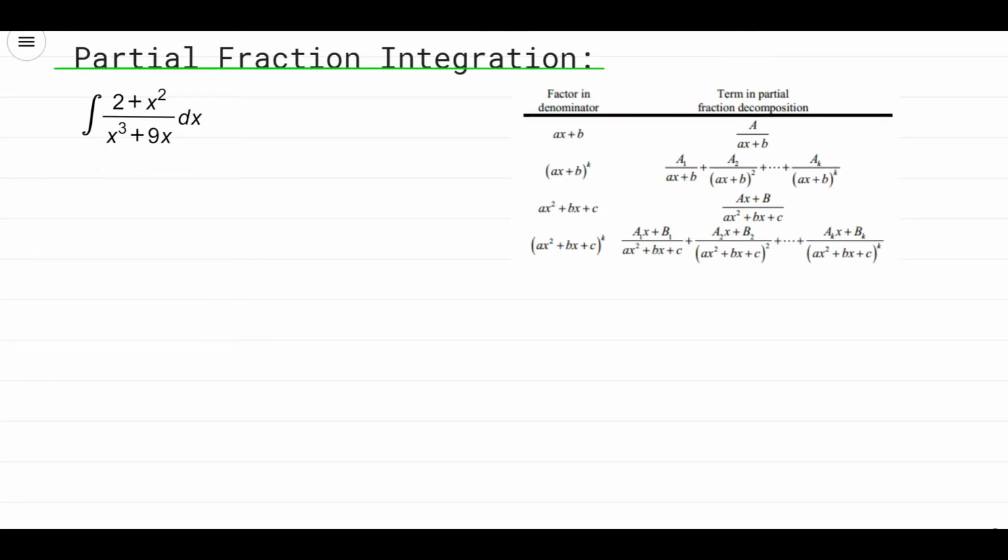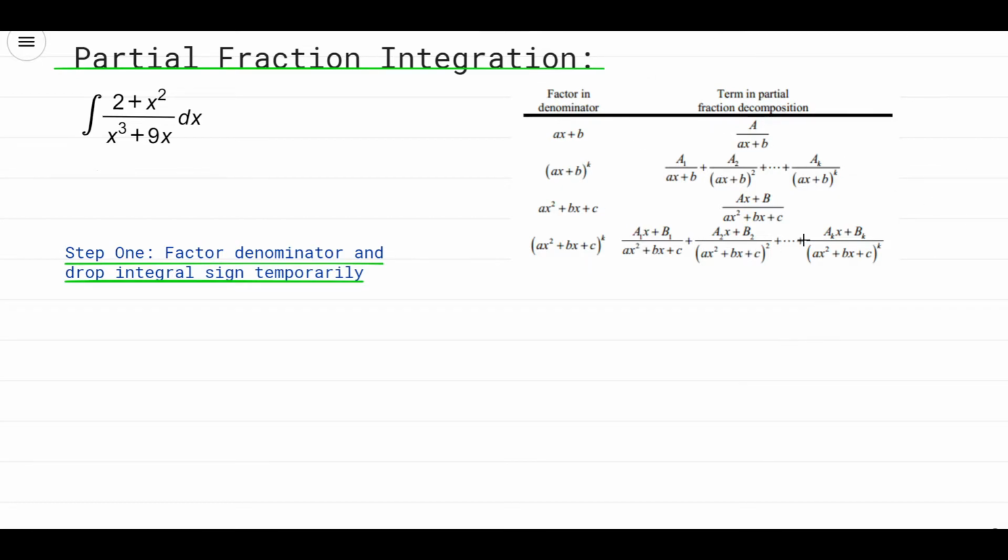This integral right here, 2 plus x squared divided by x cubed plus 9x. So the first thing we're going to do is we're going to factor the denominator out and temporarily drop the integral sign because we don't need it right now. Because the first part of partial fraction is partial fraction decomposition. And if you're not familiar with it, I have a video where I explicitly go over how to do partial fraction decomposition, which is these right here.